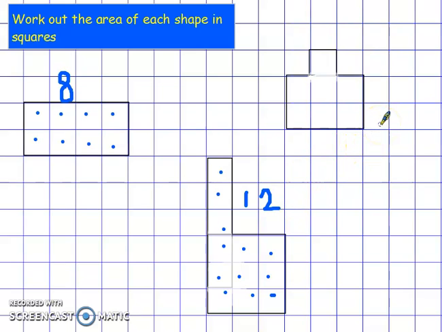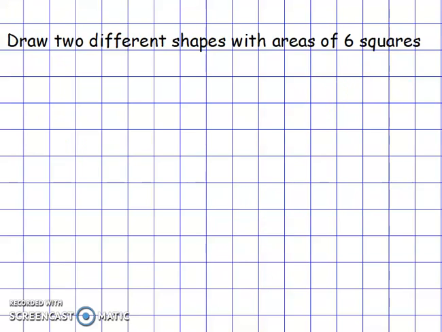What about this irregular shape? Count with me. 1, 2, 3, 4, 5, 6, 7. 7 squares. That's how we calculate the area, by counting the shapes inside. Oh, this question's asking us to draw our own shapes. It says draw 2 different shapes with an area of 6 squares.